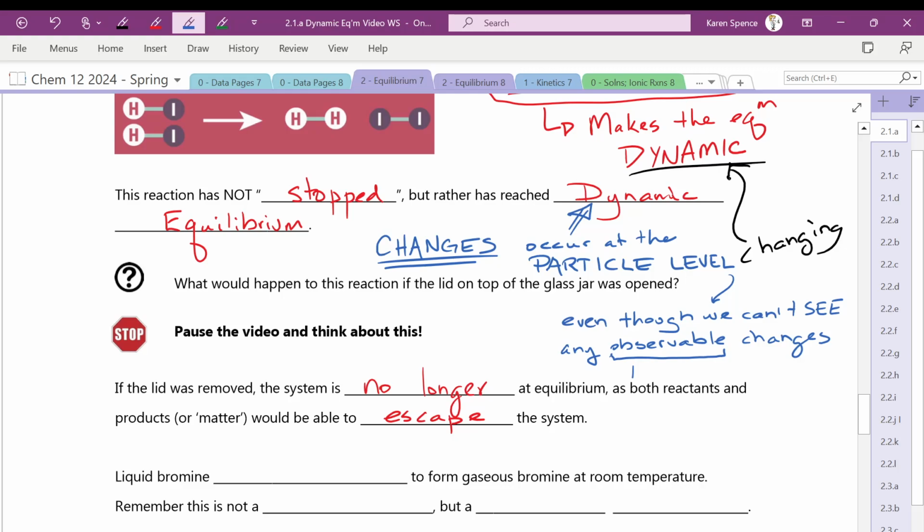And that word for observable, macroscopic. So we're comparing the macroscopic observable level with what's actually happening to the particles. We know we reach equilibrium because the macroscopic properties stay constant. We know it's a dynamic equilibrium because if we could zoom into the particles, we would see H's and I's getting together and H's and I's coming apart, right?